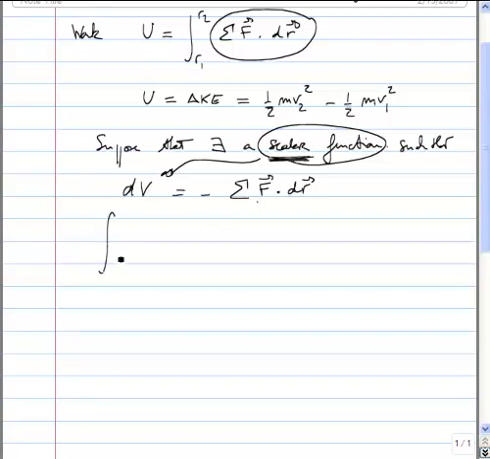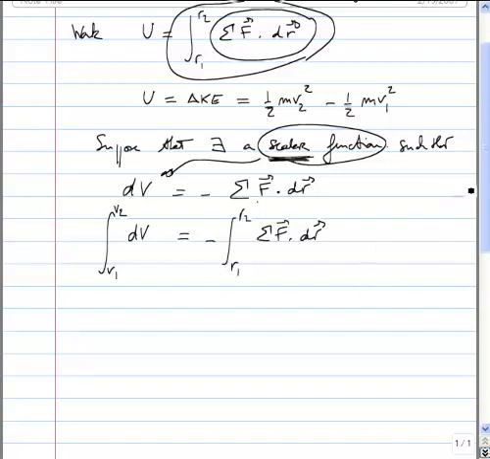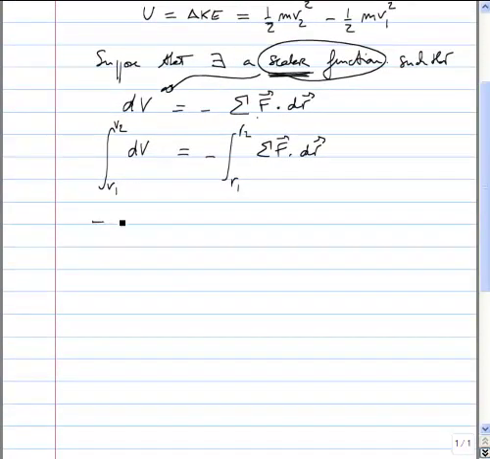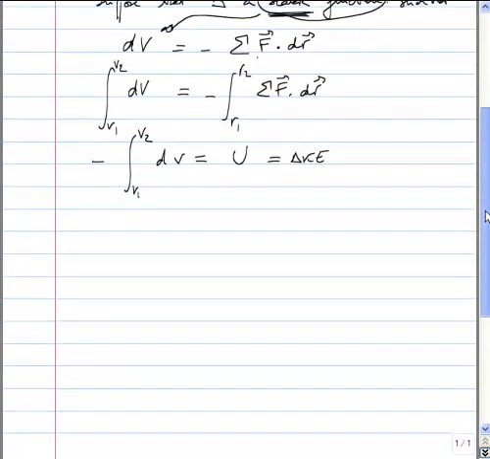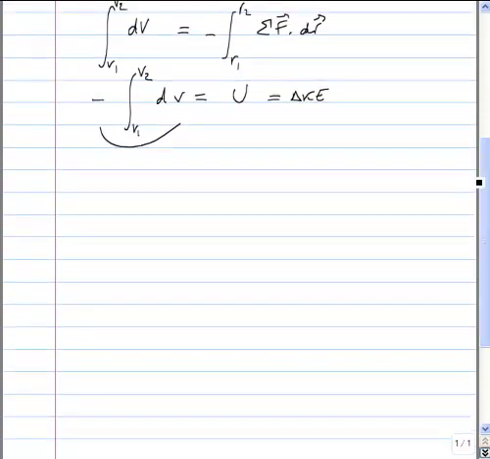So let's integrate both sides. We are going to integrate between V1 and V2. The left hand side, dV, equals minus the integration between R1 and R2 of the sum of the forces dot dr. Now since we know that the work is defined as the right hand side, let's move the sign to the other side. We end up with the integration between V1 and V2 of dV is equal to the work, which is also equal to delta KE. Now we can integrate the left hand side easily. This becomes V2 minus V1, which is equal to the work, which is also equal to delta KE.